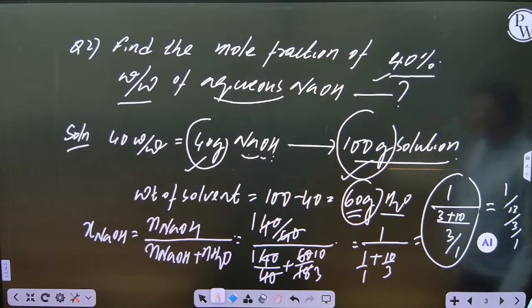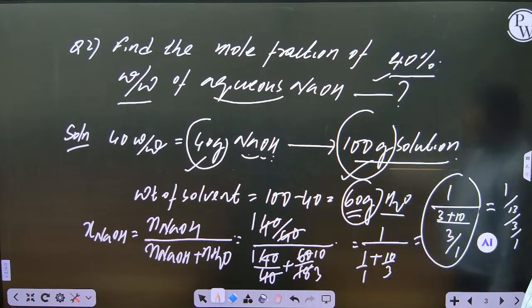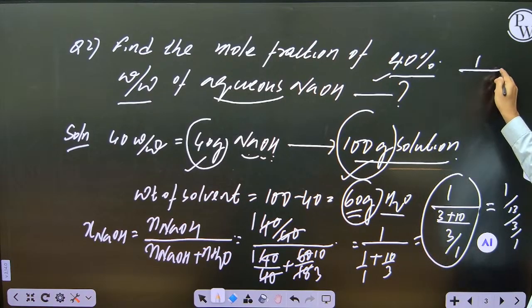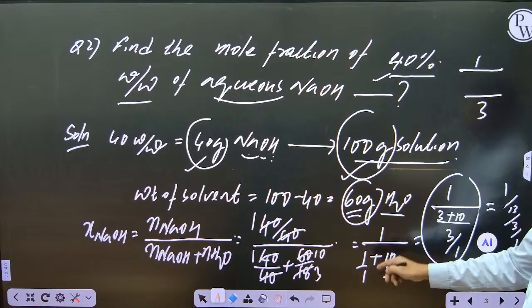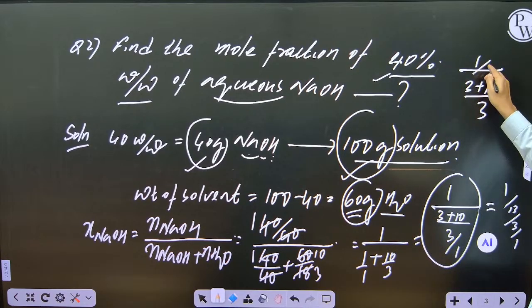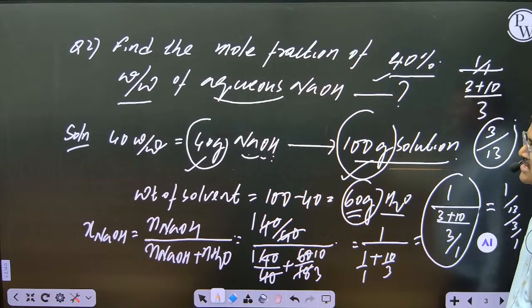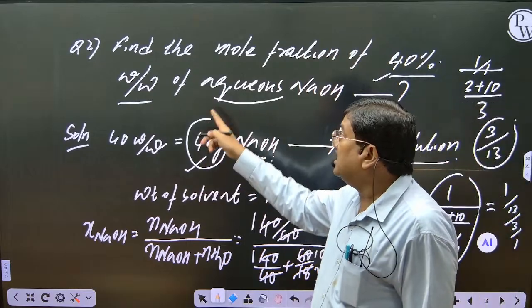Check the answer, everyone. Take the LCM of this sum. 1 by 1 plus 10 by 3. That comes 1 by, this will be 3, no, 3 ones are 3. 10. So this comes how much? 3 upon 13. Divide, 3 upon 13. That will be the mole fraction of NaOH in 40% NaOH.